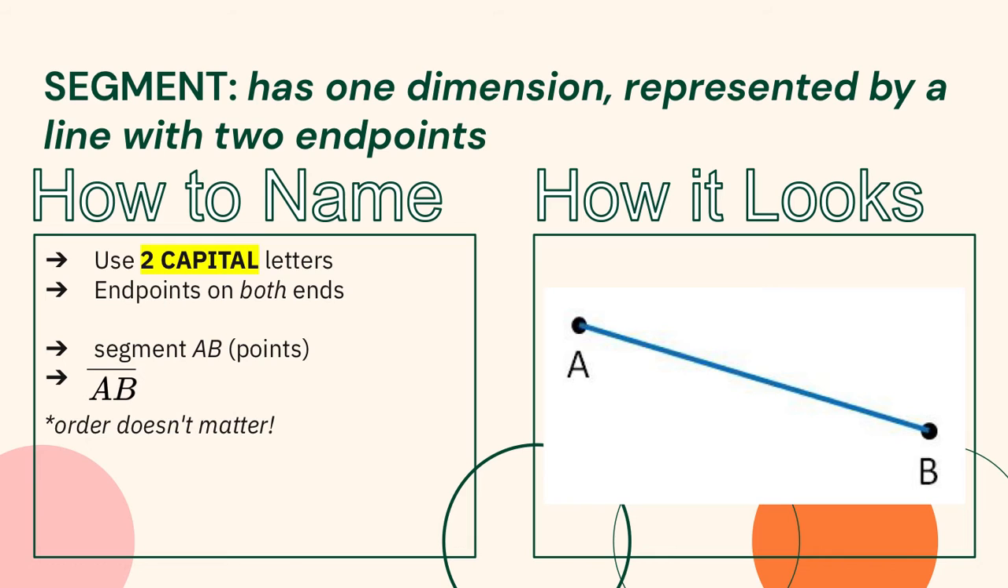A segment, and this is what we will most of the time see in geometry, uses 2 capital letters. You use the 2 endpoints. So segment AB, order doesn't matter, so you could have also written this segment BA.